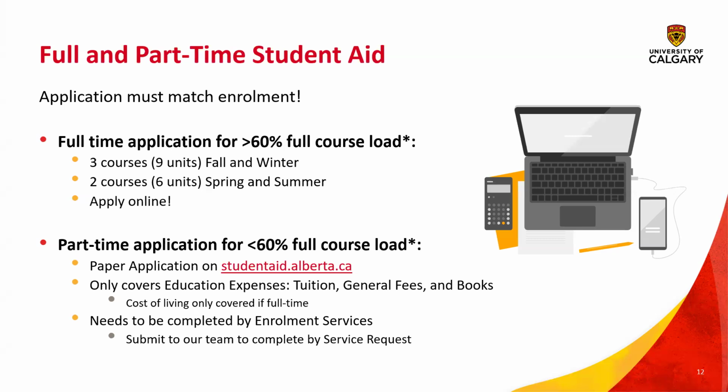There is no cost of living allowance included in the assessment for part-time funding. Only educational expenses are covered: tuition, general fees, books and supplies. If you are part-time, complete the student section of the part-time paper application form found on the Alberta Student Aid website and submit it to our team through the Service Request tab of your Student Center for us to complete Section 5 and return to you with further instructions.